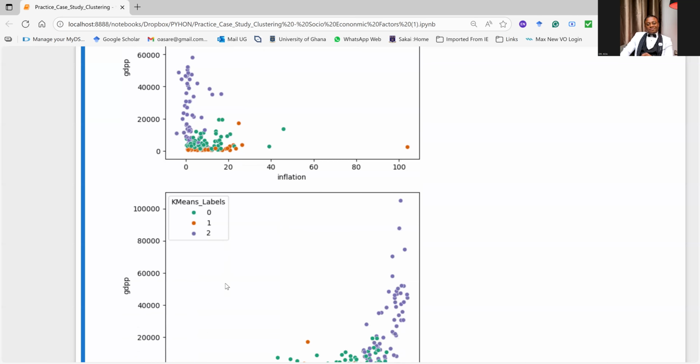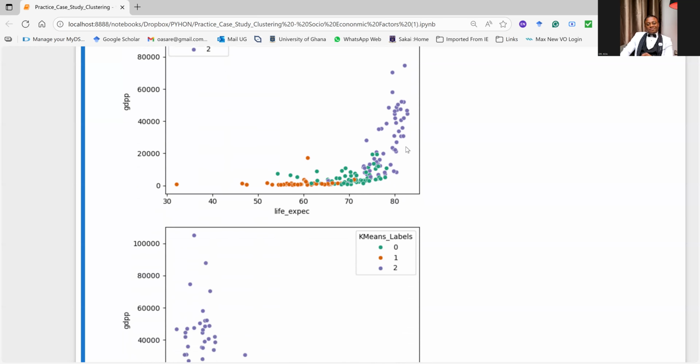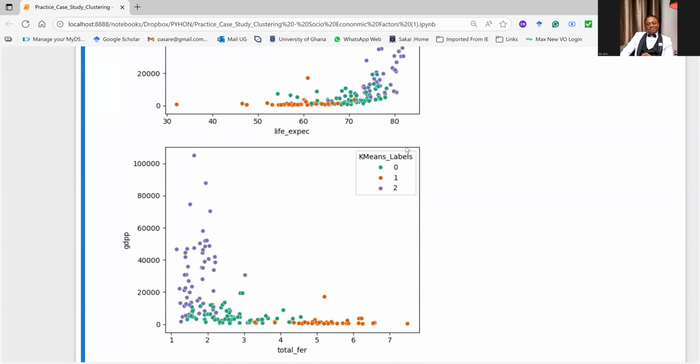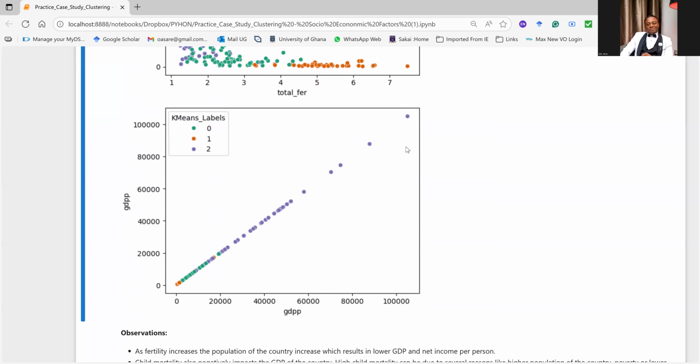So again, when you take these variables, look at life expectancy. Again, life expectancy is very high, and you can see that most of the countries that are wealthy have a high life expectancy. You can see them grouping themselves to the right. So your clustering is okay, but there are some overlaps, and that is why we need to verify. And this one is GDP against GDP, by the way, so you can see that one is perfectly correlated.